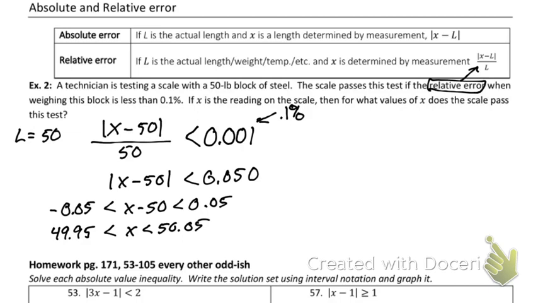So when I weigh a 50-pound block on this scale, in order for the scale to work, it has to measure somewhere between 49.95 and 50.05. And it can't include 49.95 or 50.05. That is relative and absolute error. On the test, I'd most likely just use relative error if I was going to put one on there. But like I said, if I put it on there, I will put the equation on there as well.